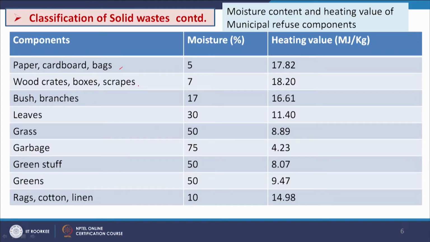Different types of components if we segregate: paper, cardboard bags, then wood, cartons, boxes and scraps, then bush, branches, leaves, grass, garbage, green stuff, rags, cotton and linen. Some examples are given. We see the moisture content varies widely, 5% to 75%, and the heating value also varies widely, from 4.23 megajoule per kg to a maximum of 18.20 megajoule per kg. 18.20 megajoule per kg is a good amount of heat content these materials have.